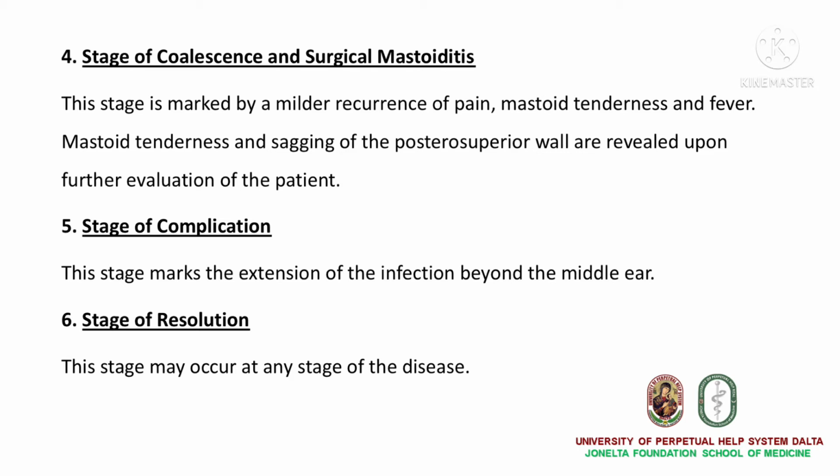This stage is marked by a milder recurrence of pain, also mastoid tenderness and fever. Mastoid tenderness and sagging of the posterior superior wall are revealed upon further evaluation of the patient. Stage 5 is the stage of complications. This stage marks the extension of infection beyond the middle ear. And stage 6 is the stage of resolution. This stage may occur at any stage of the disease.